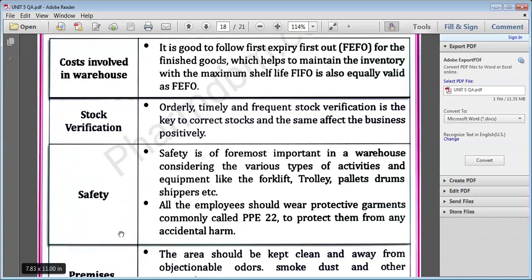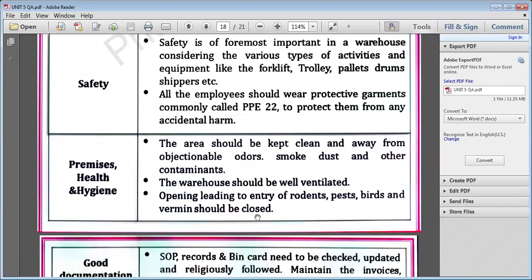And the most important one is safety, which is one of the foremost important in the warehouse considering the various types of activities and equipment like the forklift, trolley, pallets, drums, shippers, etc. All the employees should wear protective garments, commonly called PPEs, to protect them from any accidental harm. Personal protective garments and equipment like safety shoes, goggles, hand gloves, and gowns, everything comes under the safety garments.